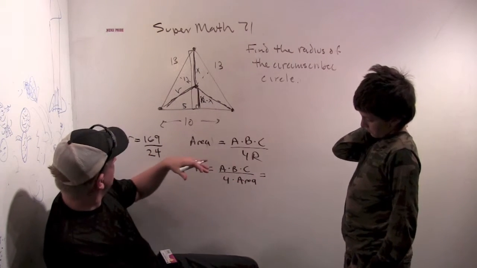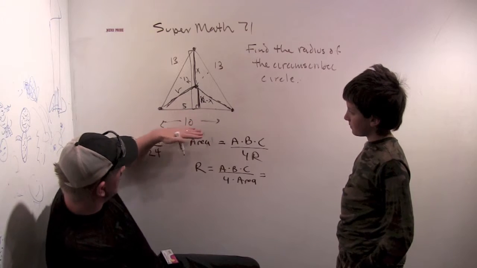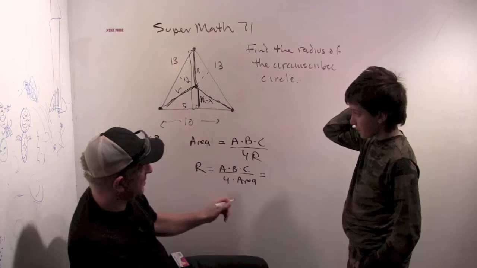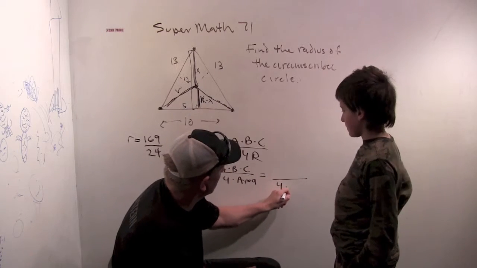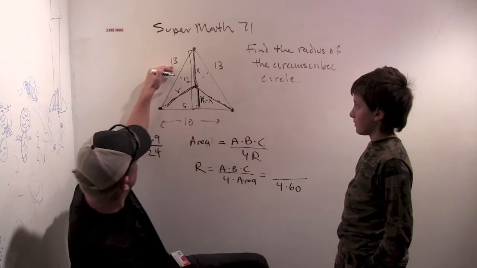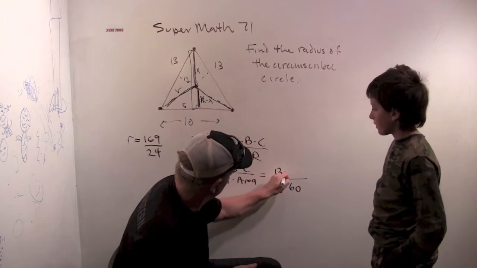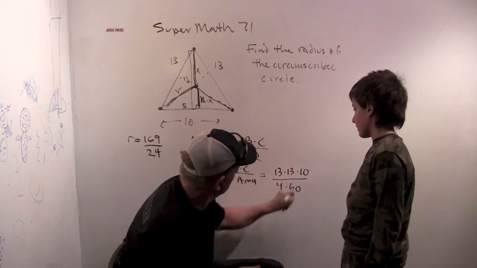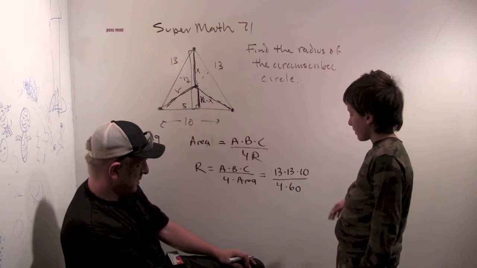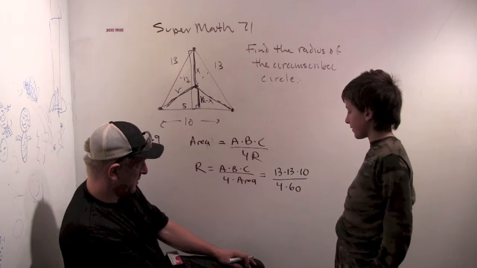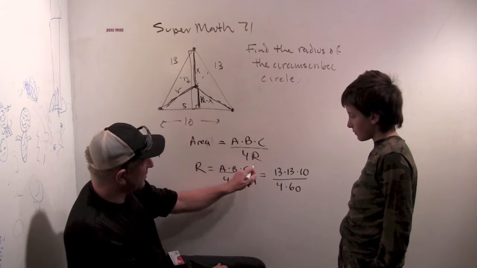Yeah, so you told me you knew what the area was because the base was 10 and the height was 12. So what's the area? The area is 60. Okay, so we get 4 times 60 on the bottom, and then we get 13 times 13 times 10, right? Yeah. So that's all that can cancel. So you get 169 over 24, just like we got. This is a neat formula.